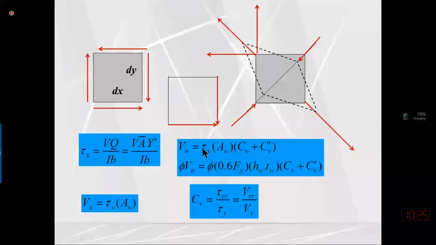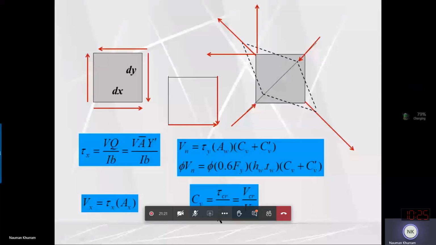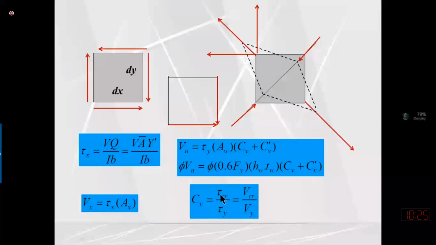So what we are doing is using a parameter called the Cv value, which is the web buckling coefficient. This web buckling coefficient is the parameter which converts the yield stress to the critical or buckling stress. So the Cv value is the ratio between critical buckling strength over yielding strength. So tau critical for a slender web will always be much less than tau y. If we multiply tau y with Cv, we get tau critical.